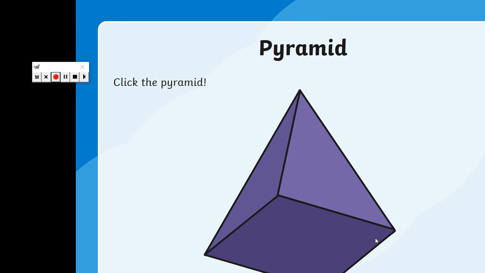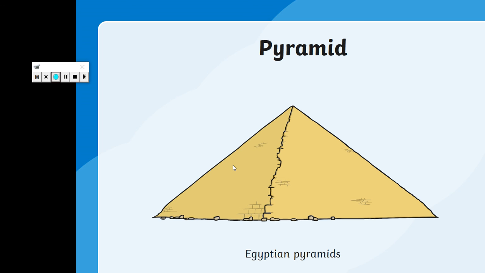Okay, so this is a pyramid. If you think back a couple of minutes ago, I said if you lifted those pyramids up, you would see a square at the bottom or the base of the pyramid. And this is what I mean. This pyramid has actually been lifted and you can see the square at the bottom. So let's have a look at some examples. We've got the Egyptian pyramids.